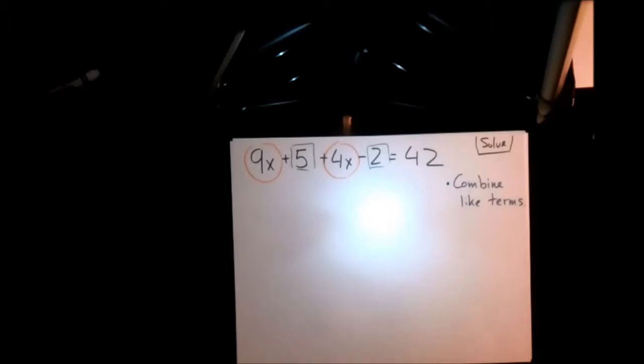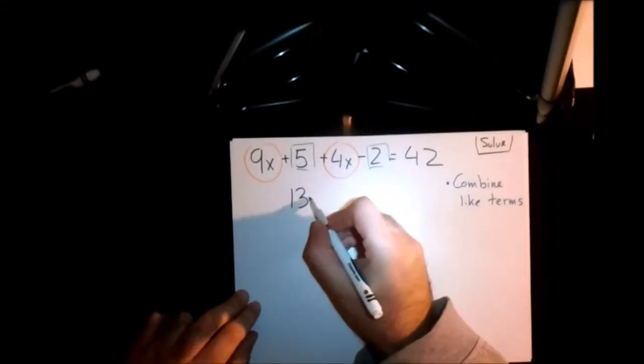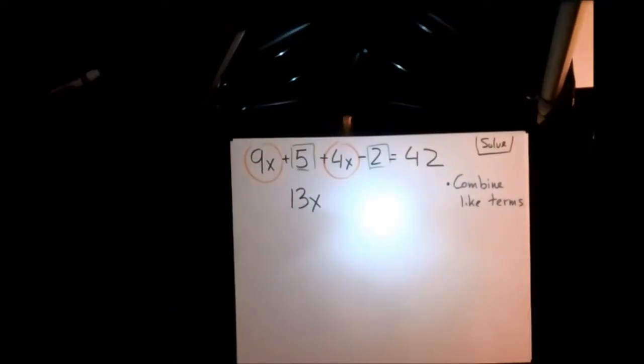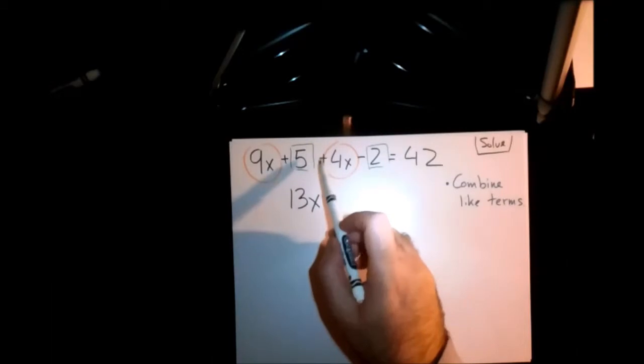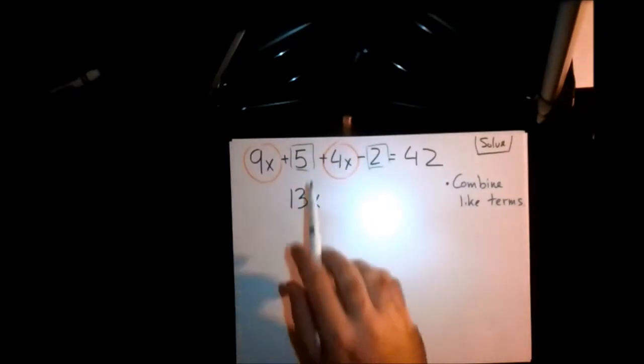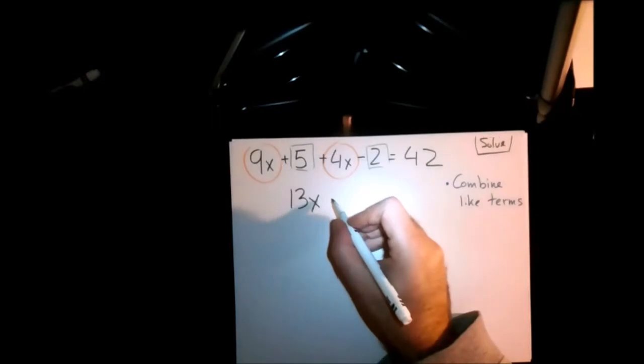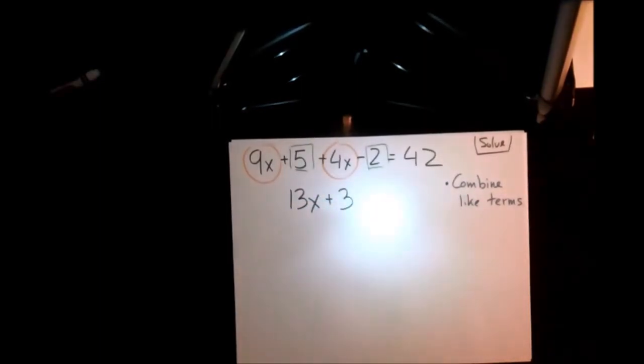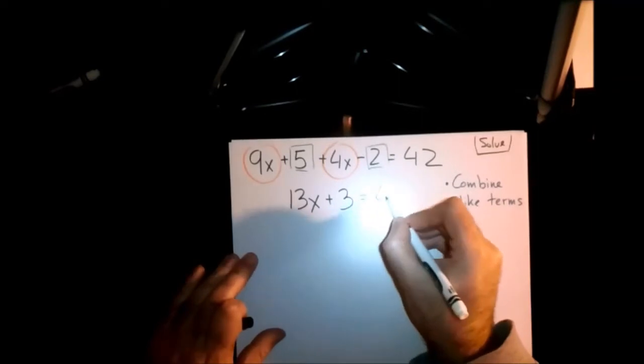All right, now let's go ahead and combine our like terms. With the x's, I have 9x's plus 4x's. How many x's do I have in total? 13. Constants. 5 minus 2. And remember, the sign belongs to whatever term it's in front of. So I don't have to worry about this plus because it belongs to the x term. I already dealt with the x terms. So 5 minus 2, that's a 3. All right, great. I combined my like terms. And I still have it equal to 42.